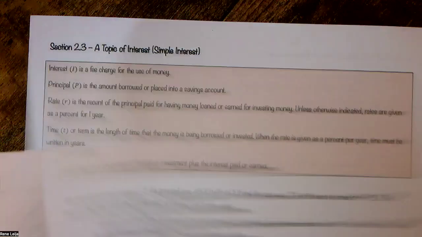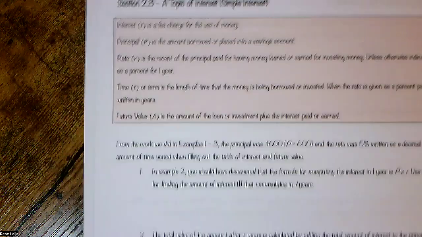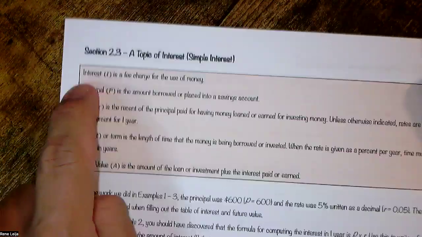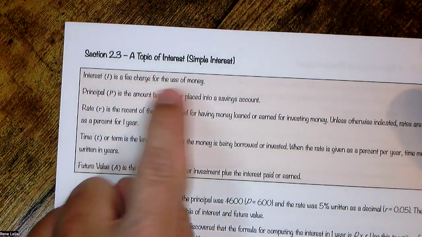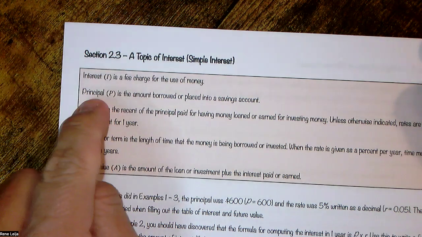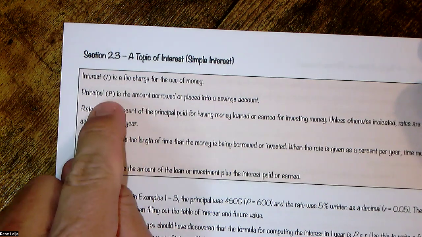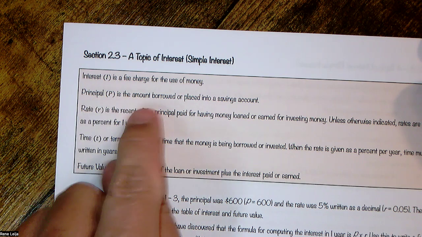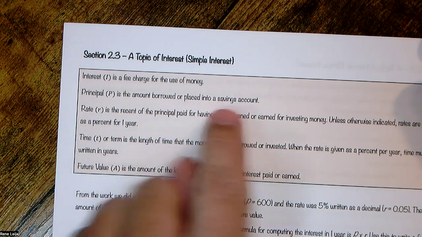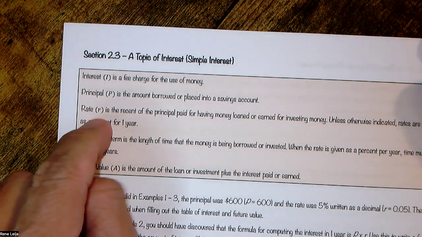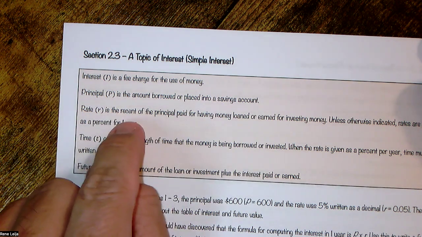Okay. All right. Now we have some terms that are very important. Interest is the fee charged for the use of money. All right. Principal, and that's P. We use P to denote principal and I to denote interest. Principal is the amount borrowed or placed into a savings account.